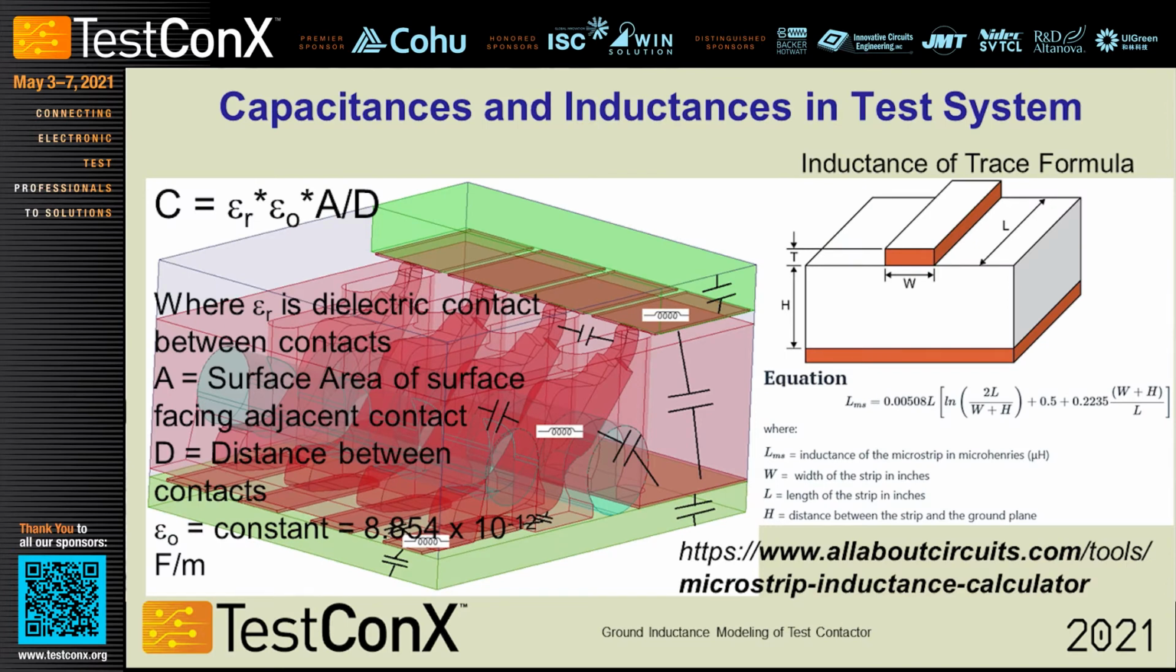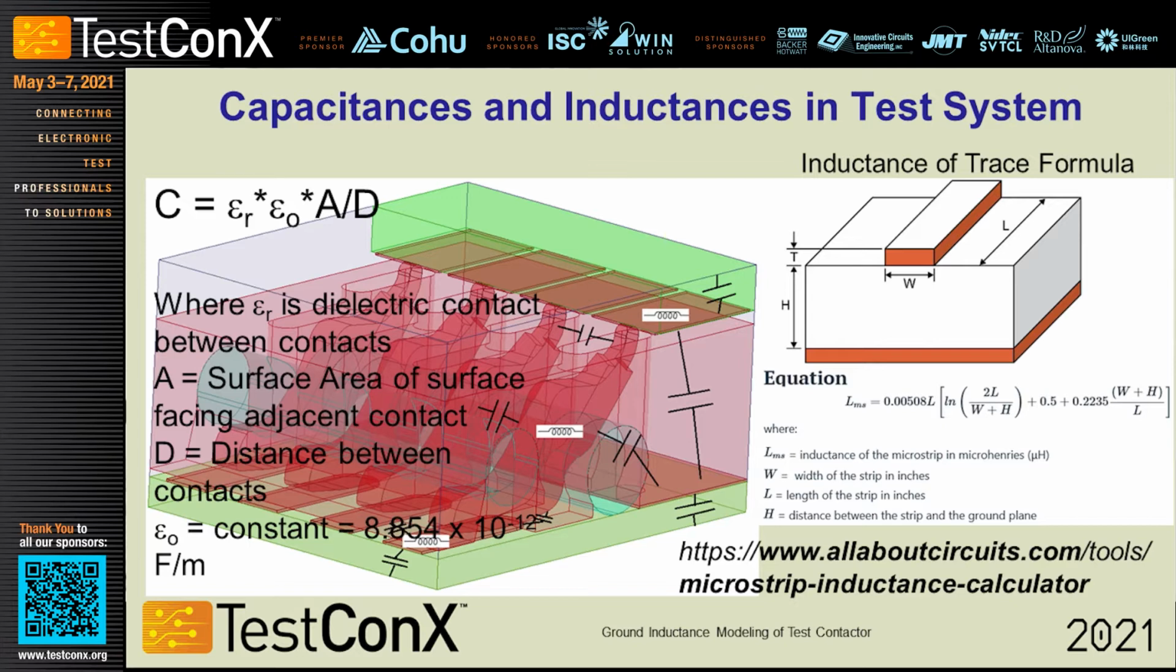This slide basically shows the capacitances and inductances in a test system. On the right-hand side is the equation to calculate the inductance of a microstrip line on a circuit board, based on the width of the trace, the length of the trace, the thickness of the trace, and the height above the ground plane in the substrate.